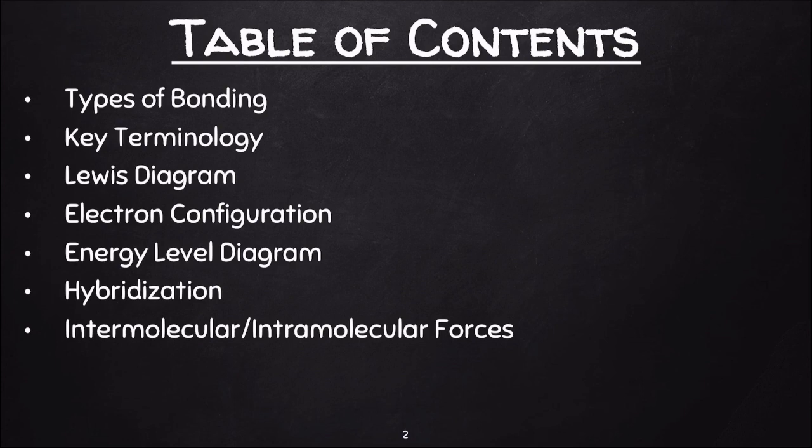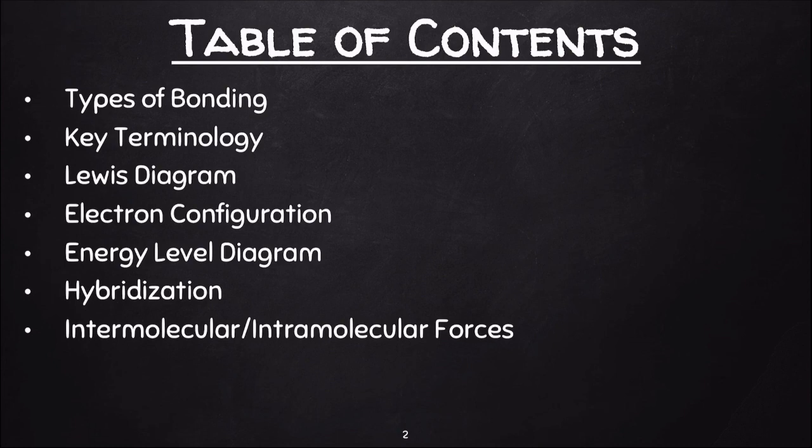Today we're going to be going through the hybridization of IF3, and through this hybridization we're going to be learning a lot of different things such as the types of bonding and key terminology. We're going to learn the correct procedures and steps of drawing the Lewis dot diagram of IF3, as well as going through the electron configuration, energy level diagram, and hybridization of IF3. And don't worry, if you don't know what these are, you will learn them today.